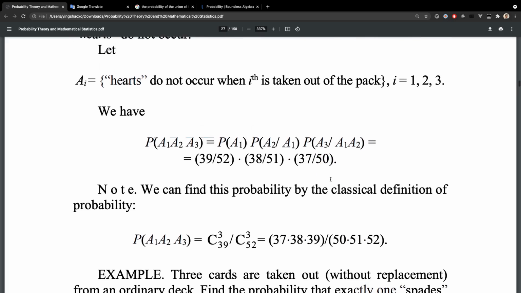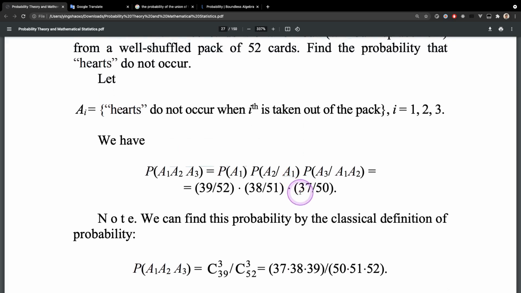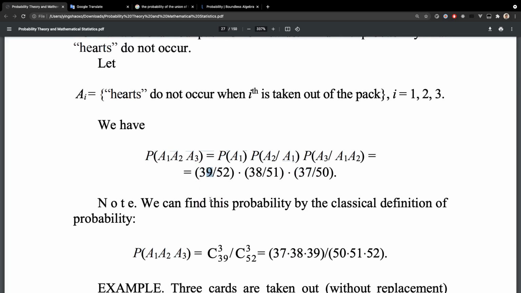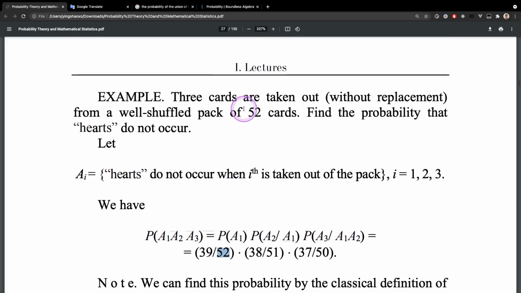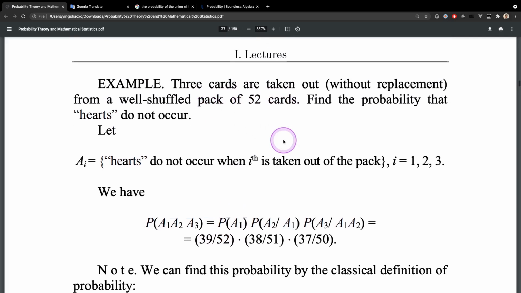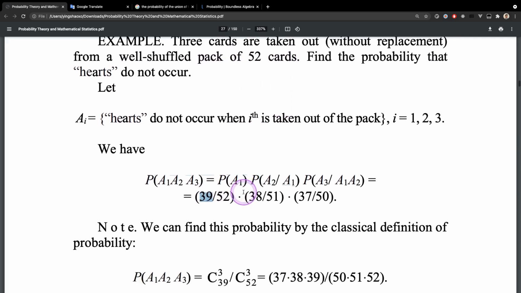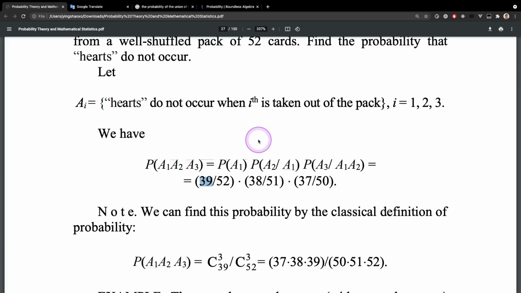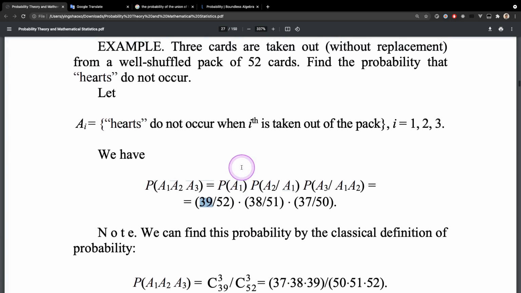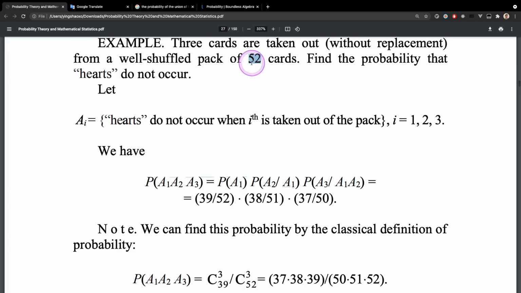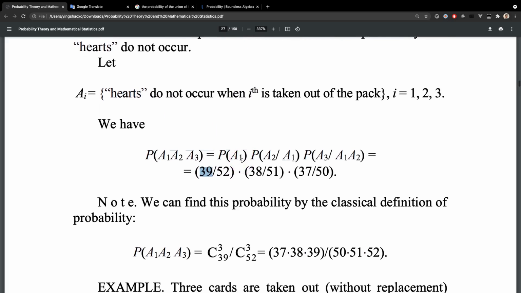So yeah, but one thing I don't know is where he got those numbers. How did he get those numbers? For example, the 39. We know the 52 is the whole pack of cards, right? But where does the 39 come from? All right, so probably, if you have 52 cards, 39 of them do not have a heart. I guess that's why they use this number.